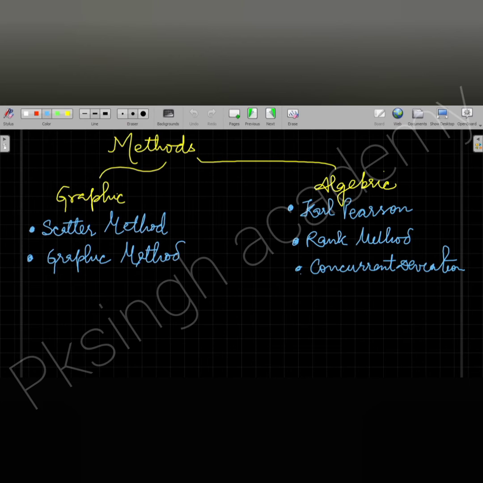Now we will move to the methods of correlation. Broadly, it has been divided into two parts, graphic and algebraic. In the graphic, it is subdivided into the scatter diagram and the graphic method.